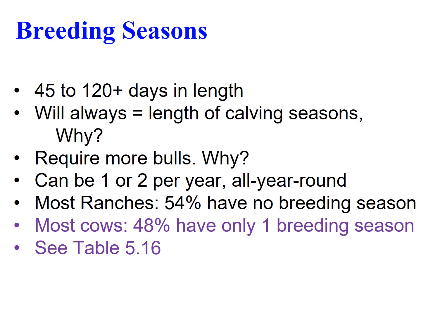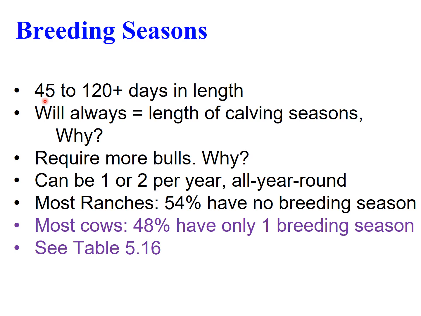All right, just to reiterate breeding seasons. They're about the same, 45 to 120 days. They're always going to equal the length of the calving season. If you have a shorter breeding season, you may require more bulls, because a bull can only service about 4 or 5 cows a day, and the typical ratio of cows to bulls is about 25 cows to 1 bull. So that would be for a 60, 80, or 90-day breeding season. If we decrease it down to 45 days, we might need to put in, say, 1 bull per 15 to 20 cows.